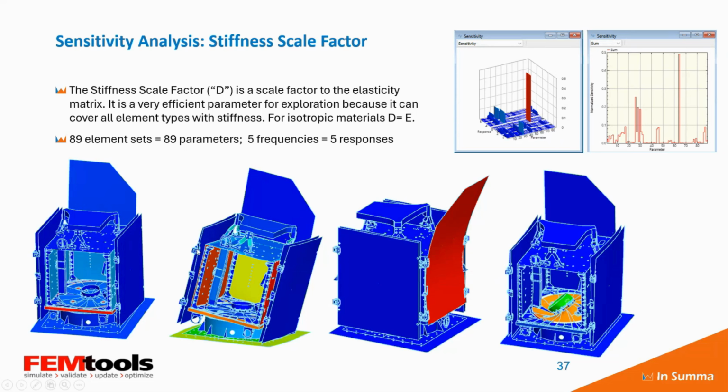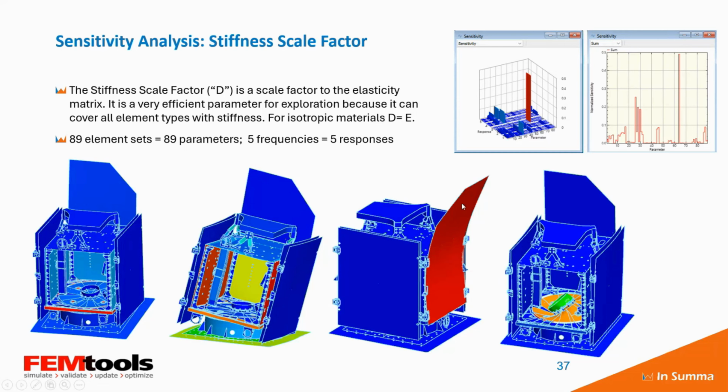But for more practical working, we used existing element sets. So we have 89 element sets, and then we have a scale factor for each element set, and we have 5 frequencies to start with. And so here you see the kind of result that we look at.